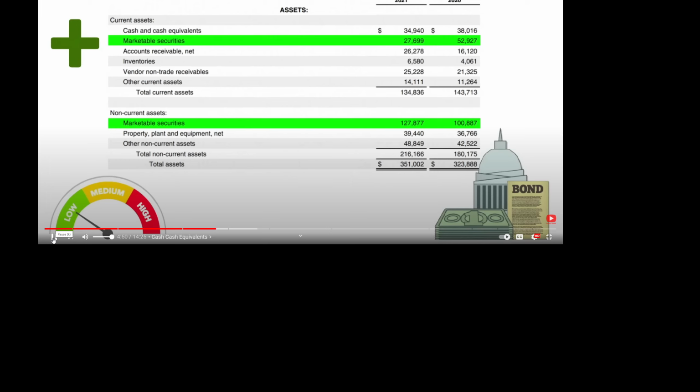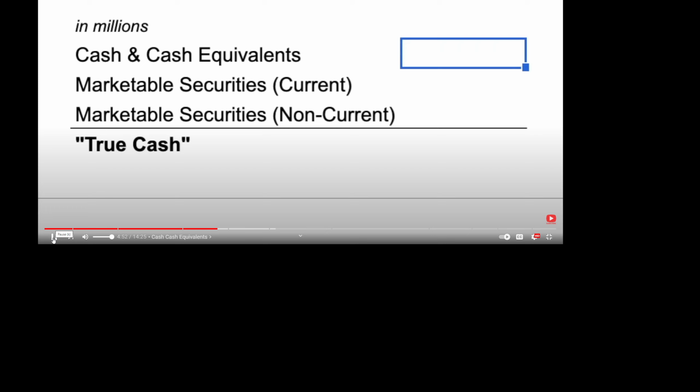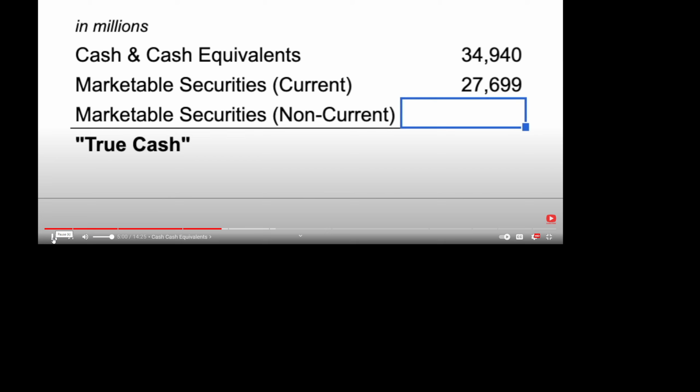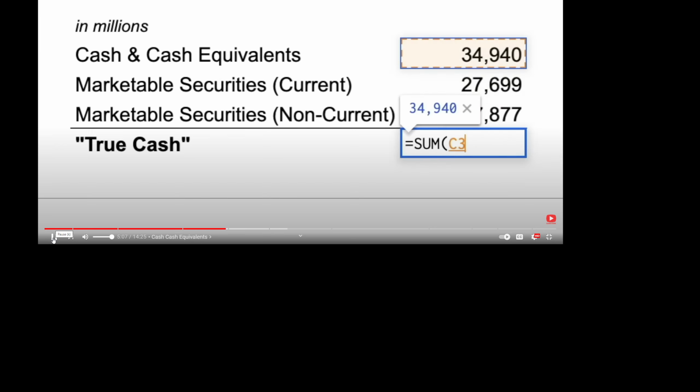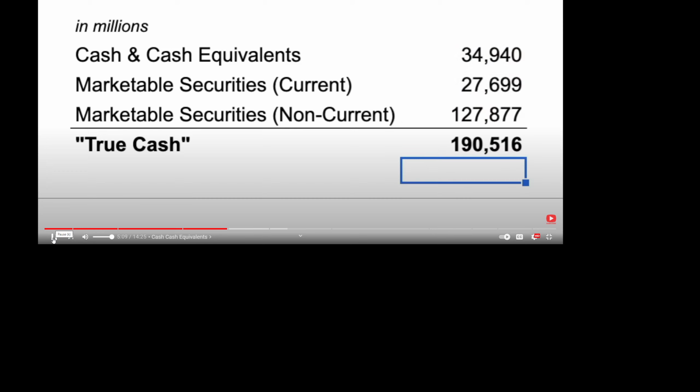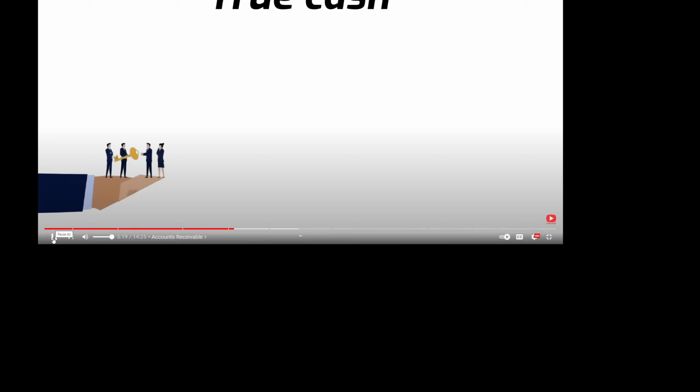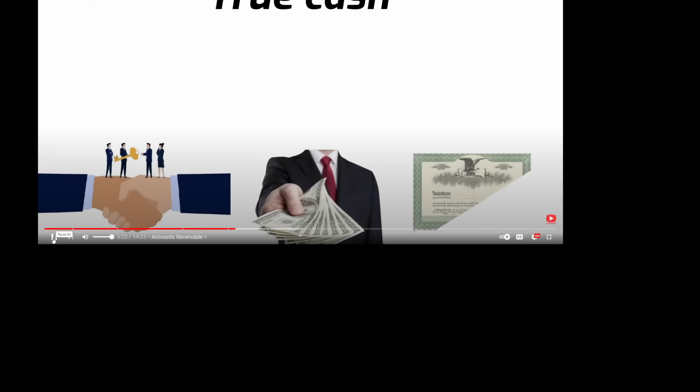So we can see at the end of 2021, Apple had $34,940 in cash and cash equivalents, $27,699 in marketable securities, and $127,877 in non-current marketable securities. If we add these three numbers together, we get $190,516, and that's in millions. The reason I add these numbers together is because I want to determine how much true cash the company has relative to its debt, as well as how much cash the company can use to do things such as buy other companies, pay dividends, or repurchase stock.